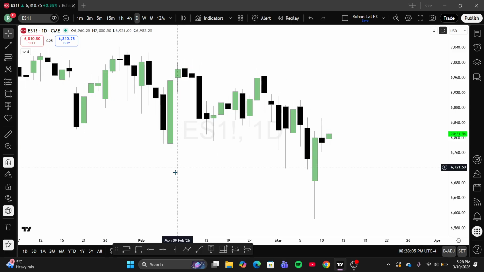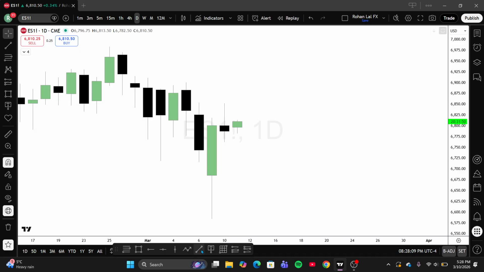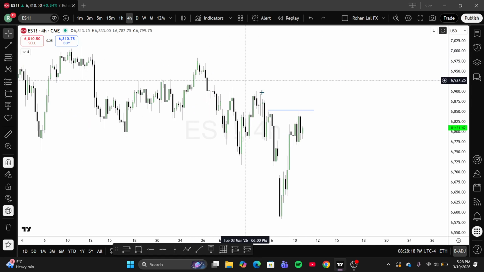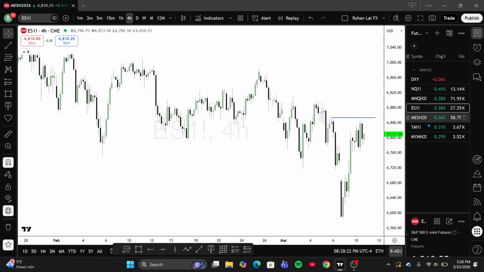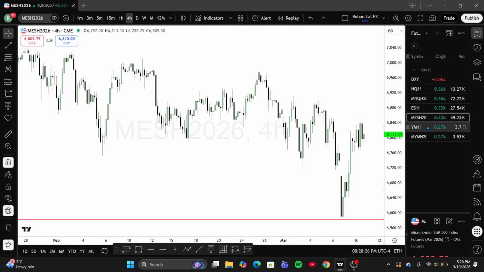ES looks a little bit less choppy than the NASDAQ right now, but we did fail to take out Friday's high, while NQ did. I'm still bullish on all stock indices currently. Shorter term, I'm still bullish. Longer term, we're still going to be waiting and seeing.